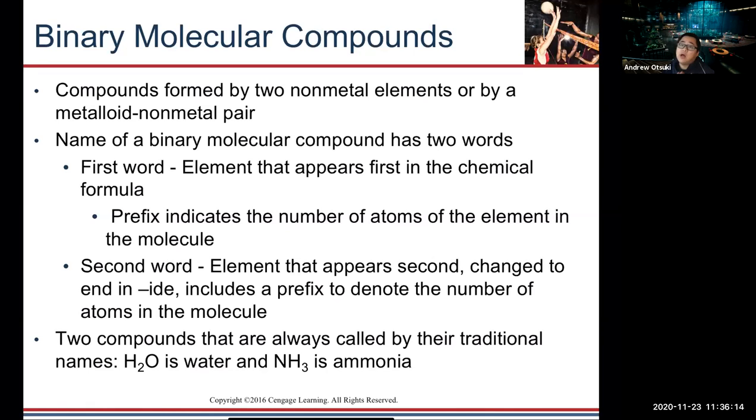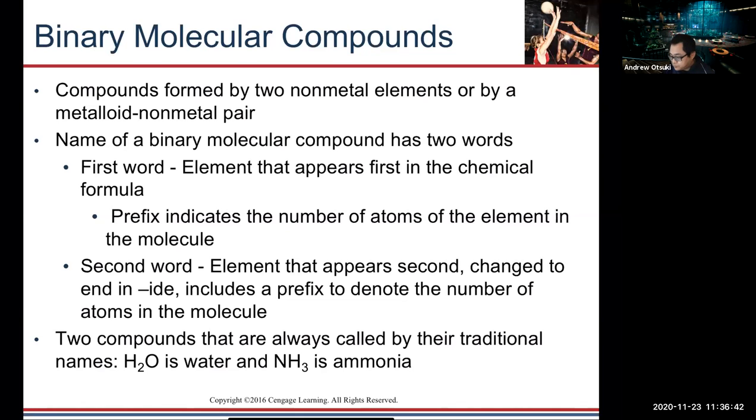There are certain compounds where we keep the traditional names, like water and ammonia. You may have heard water called dihydrogen oxide or dihydrogen monoxide, but we do not usually refer to those names. We just simply call it water for H2O and ammonia for NH3, because traditionally that is what they're known as. And in everyday life, you always refer to them by those two names.